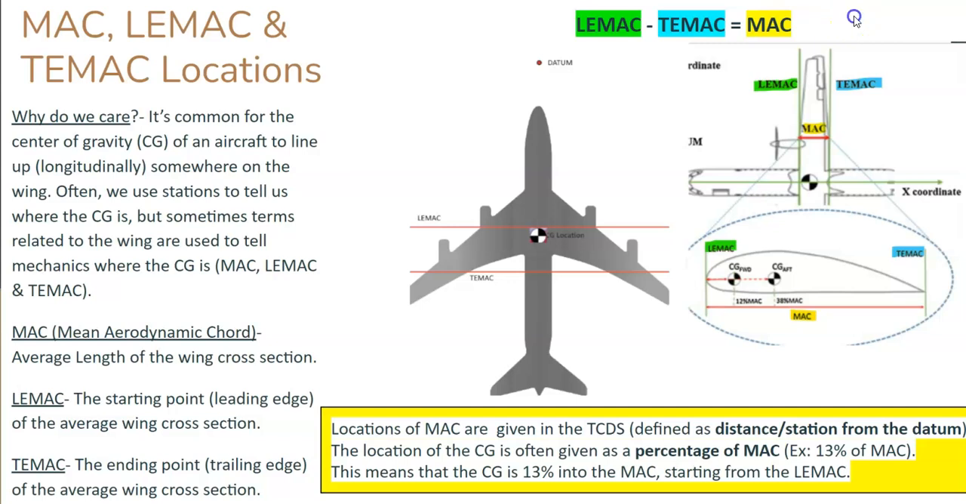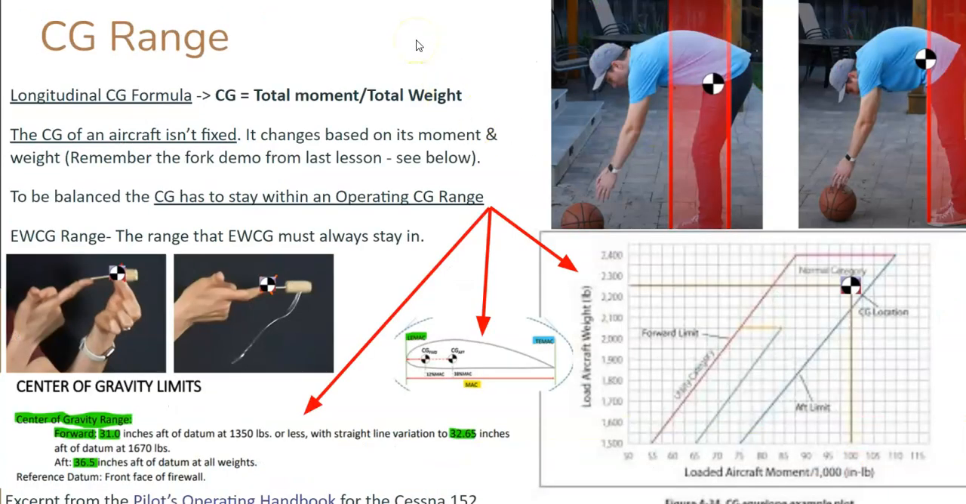Thank you for getting those done. Let's move on. Center of gravity range. We touched on this in the last lesson when I showed you the two analogies, the one with the fork and the cork, and how your center of gravity changes when you add weight in make moments in certain locations. And I also showed you it with the example of Mark Rober picking up a basketball.